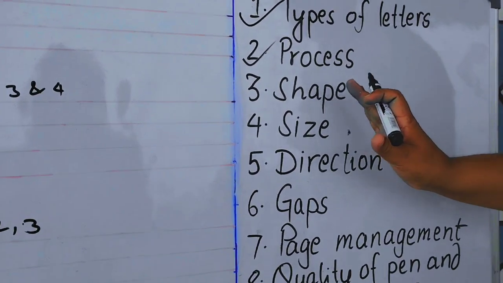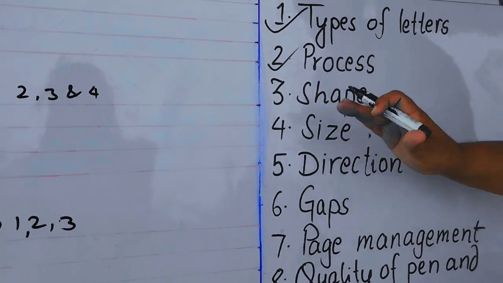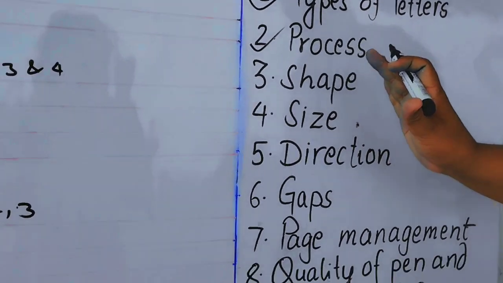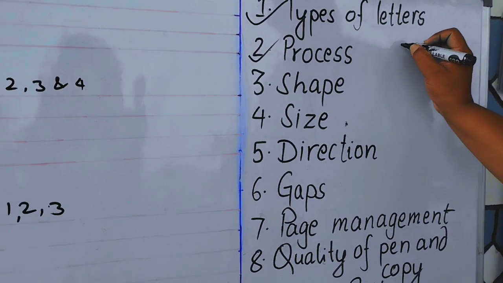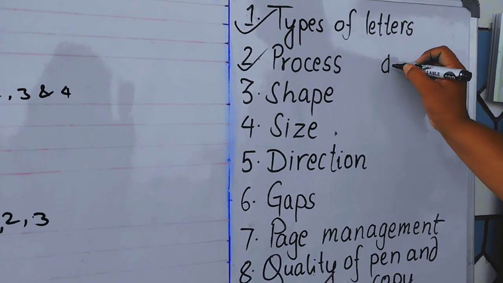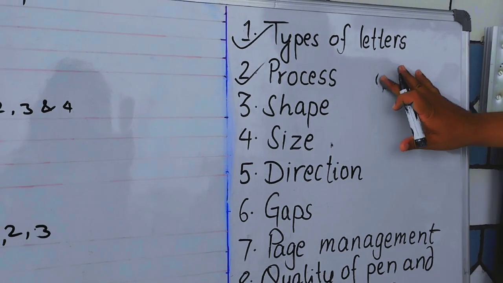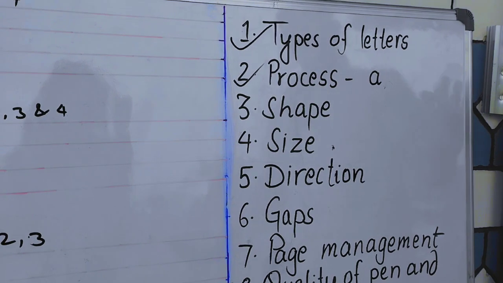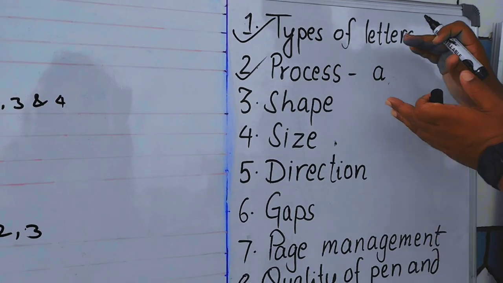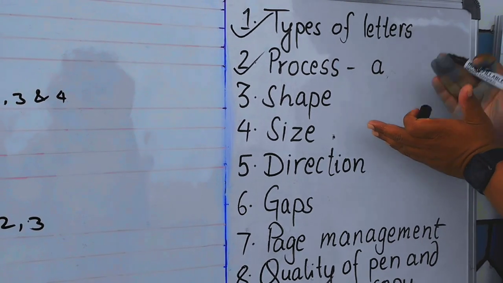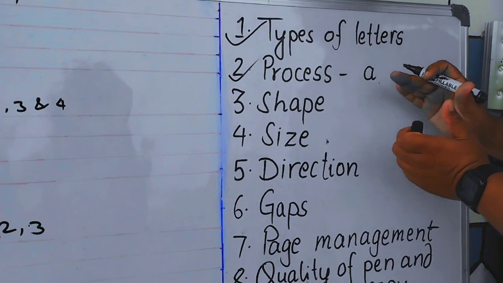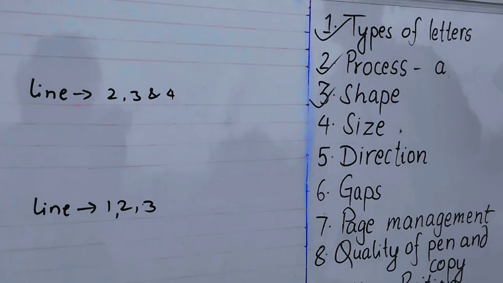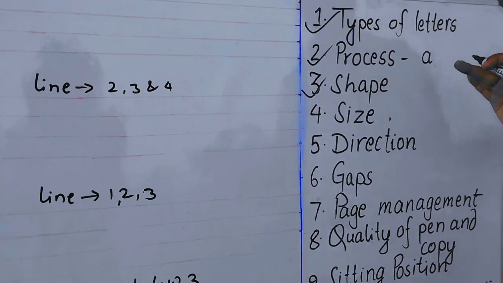And number 2 is process. Process is very important for your speed of handwriting and maintaining very good alphabets while writing. This means if you are writing a, for example, like this, it is not the correct process. You should have the correct process like this. If you maintain the right process, then you can write very quickly, your handwriting goes very fast.